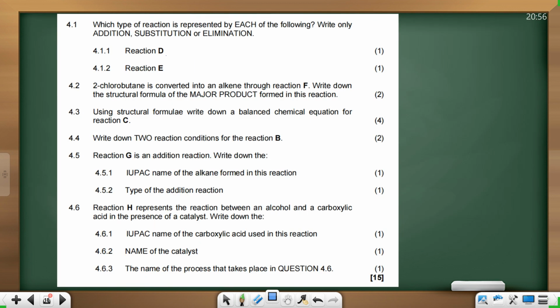Reaction H represents the reaction between alcohol. Guys, we've already answered all of that. What is the IUPAC name of the carboxylic acid used? Somebody answered it. It's just propanoic acid. Name of the catalyst. Can you tell me the name of the catalyst here? I have mentioned it today. Sulfuric acid. Thank you. What type of sulfuric acid?